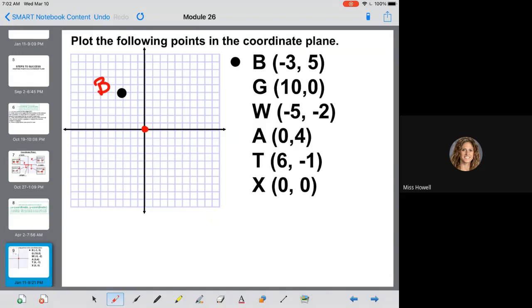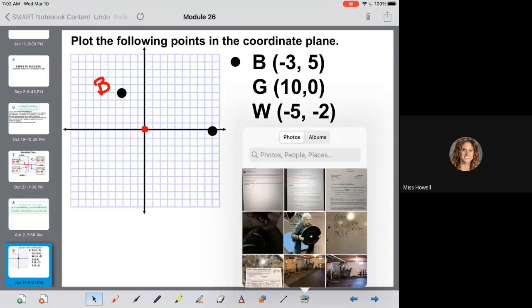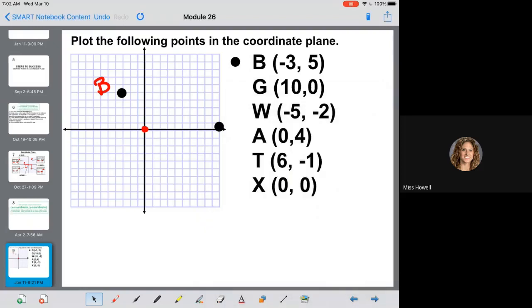I want to do that again for G through X over here. I want to start on the origin always. And so for our (10, 0), be careful here. These ones that have zeros, we tend to mess up. Remember that first numbers are right or left numbers. So the first number says go to the right a total of 10. And then from there it says don't go up or down. So that point right there would stay on our x-axis, and we would call it point G.